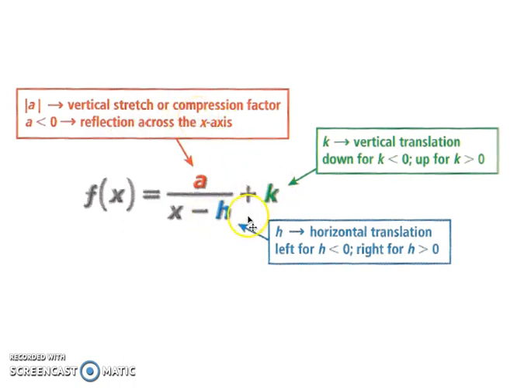Now for h and k. h is the horizontal translation: left for h less than 0 and right for h greater than 0. Notice it's in the form x minus h. Just like all the other times we talked about translations, you have that x minus something, and it's going to still be in that same form. We have x minus h. And then your k is your vertical translation. So if k is larger than 0, it's going to go up. If k is smaller than 0, it's going to go down.